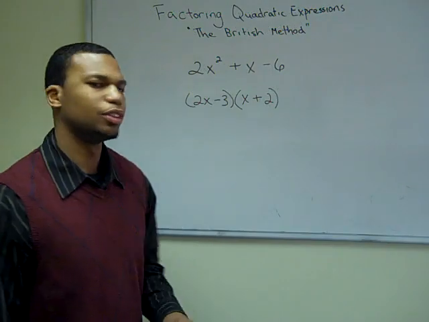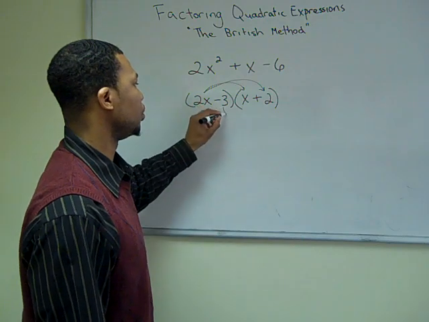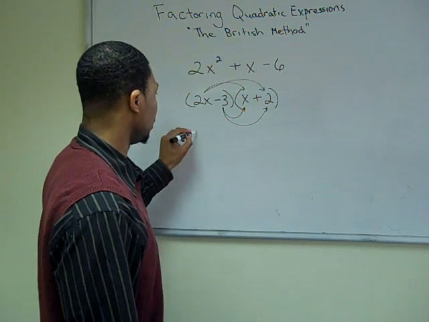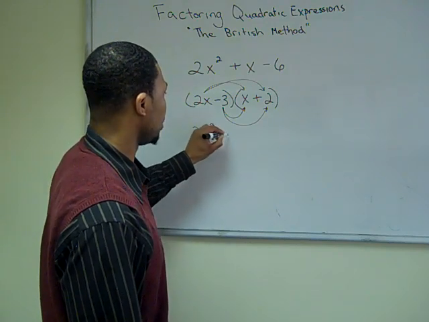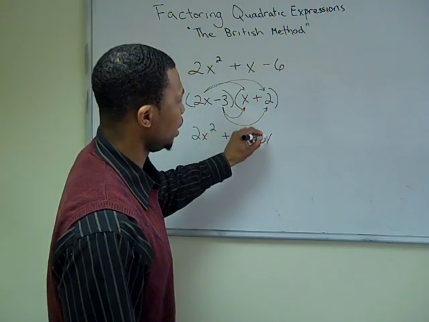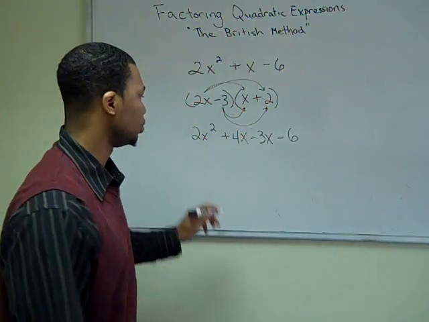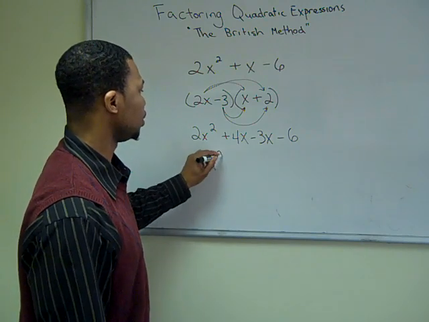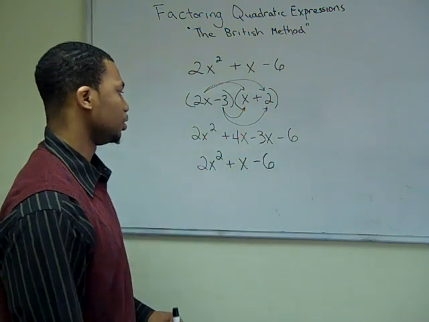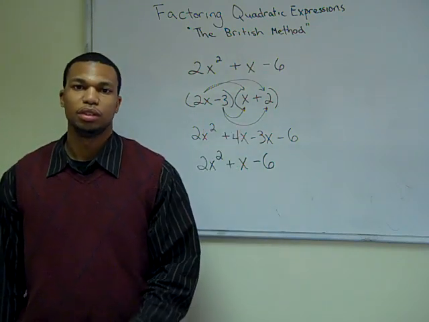Now let's check our answer. So we're going to multiply 2x times x, 2x times 2. And then we're going to multiply negative 3 times x and negative 3 times 2. Well, this is going to give us 2x squared plus 4x minus 3x minus 6. If we combine our middle terms, we get 2x squared plus x minus 6. So our factored expression, once multiplied out, matches our original expression, and everything checks out.